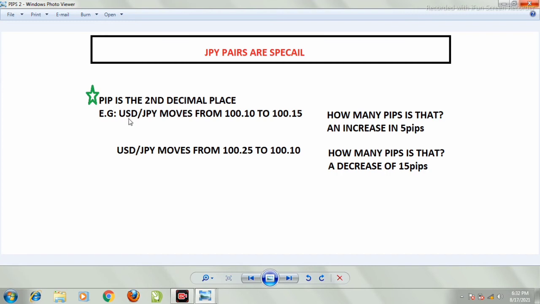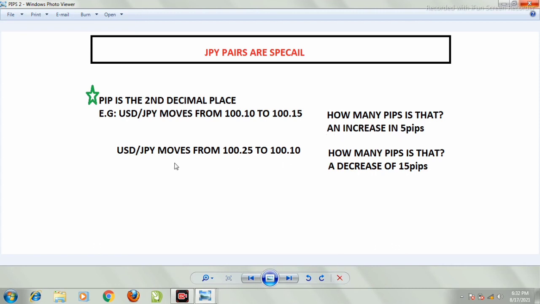For example, you can look at my screen. The US dollar versus the Japanese yen moves from 100.10 to 100.15. Now how many pips is that? I've told you before, since the Japanese yen pip is the second decimal place, all you have to do is take this 15 and minus the 10 from it. It will give you 5, which means an increase of 5 pips.